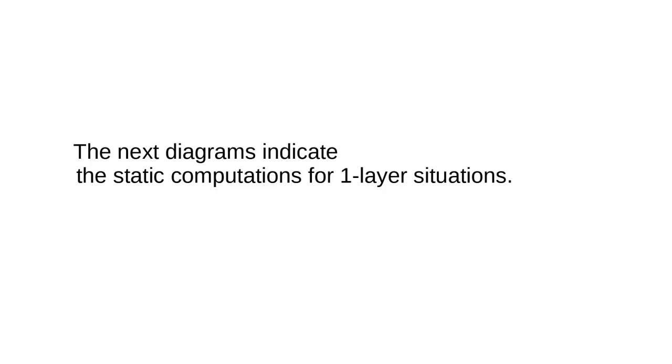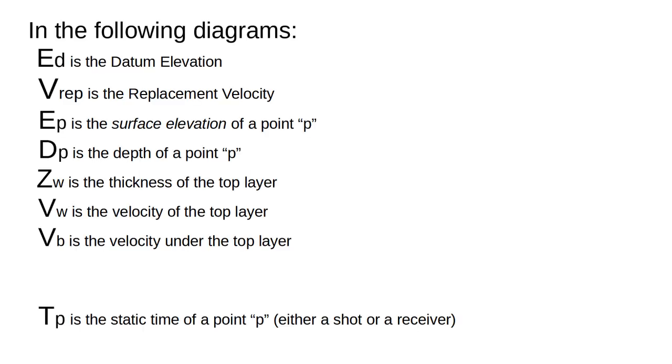The next diagrams indicate the static computations for one-layer situations. In the following diagrams, ED is datum elevation, VREP is the replacement velocity, EP is the surface elevation of a point P, DP is the depth of a point P, ZW is the thickness of the top layer, VW is the velocity of the top layer, VB is the velocity under the top layer. TP is the static time of a point P, either a shot or a receiver.